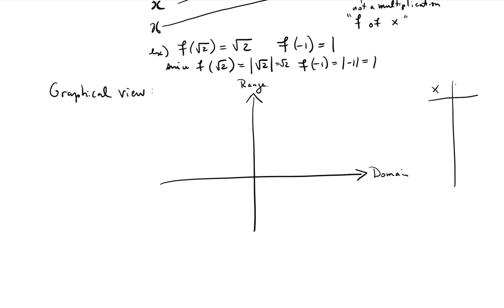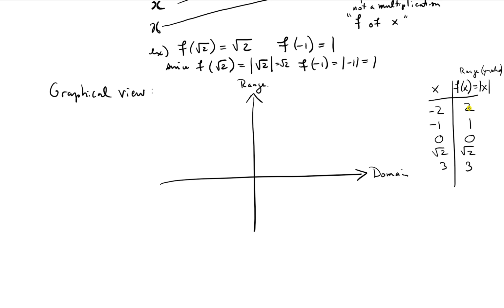Here maybe let me list again what are the values of f of x for any given x. So remember, f of x, the rule is the absolute value of x. So if I have minus 2, the absolute value is 2. If I have a negative 1, the absolute value is 1. 0, it's 0. If I have a root of 2, it's root of 2. If I have 3, it's 3. Okay. So remember, this is the range here, right? So those are the y values.